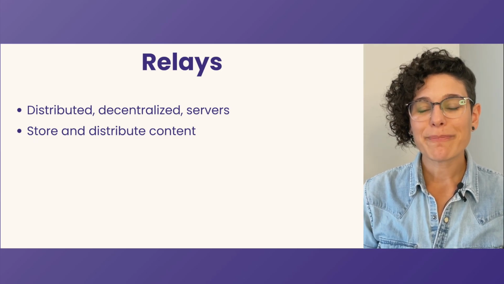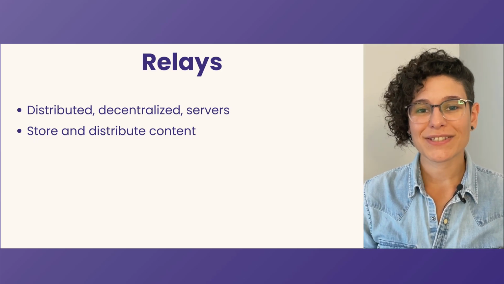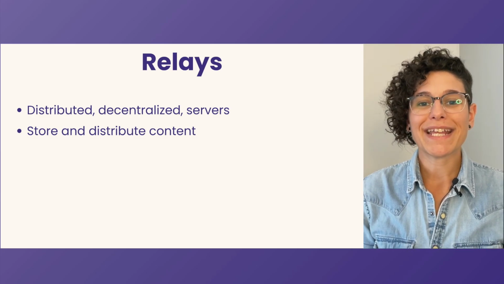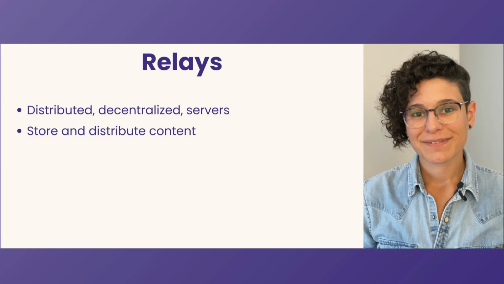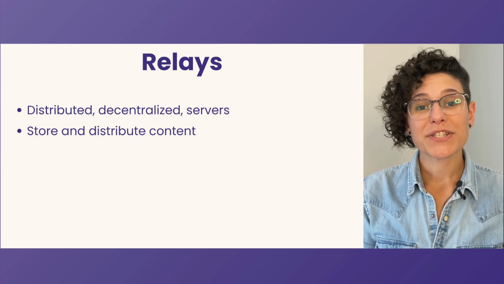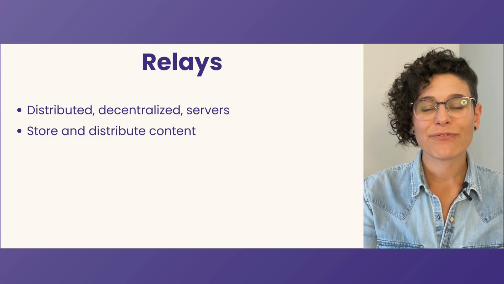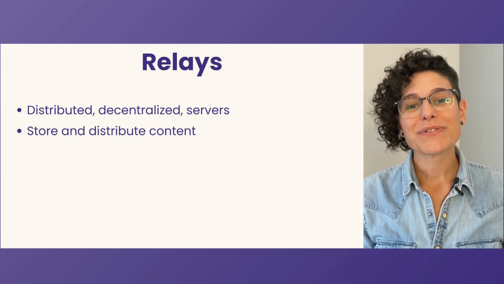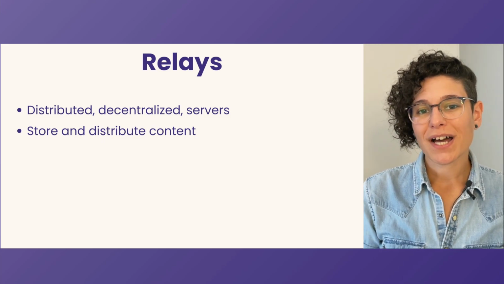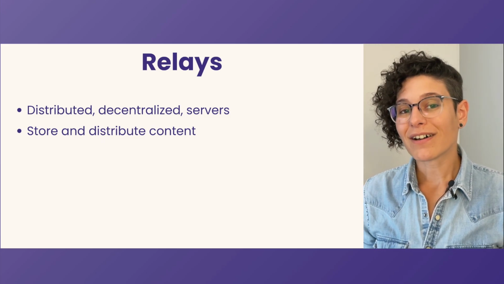Relays are another really important part of the Nostr protocol. Essentially, they're all independent, distributed, decentralized servers that store and distribute Nostr content. They're just run by individual operators around the world. When you publish a post, it goes to the relays that you're connected to. When someone wants to read your post, it goes and fetches it from that relay. Because there is no central server, there is no single point of failure. If one relay goes offline, your content still exists on other relays.